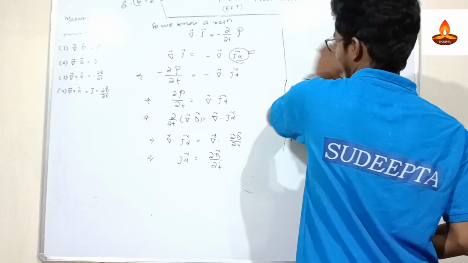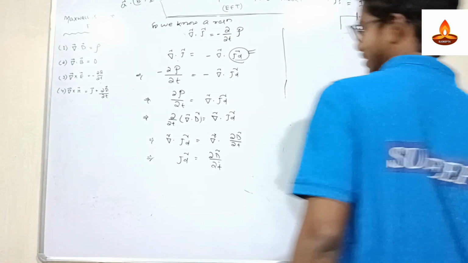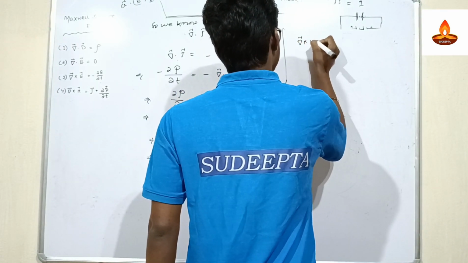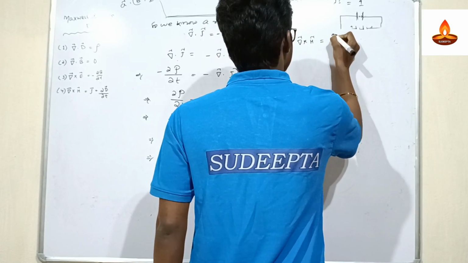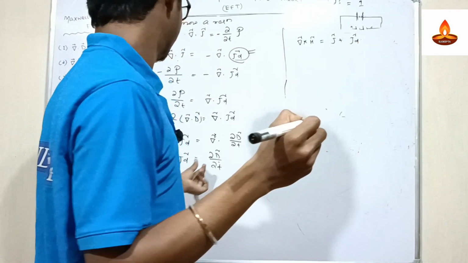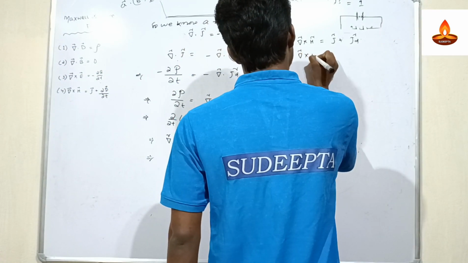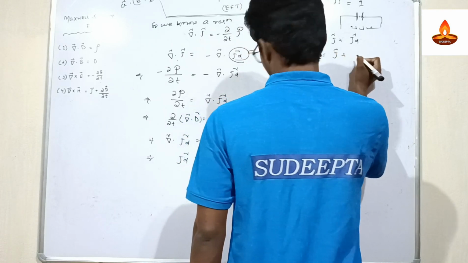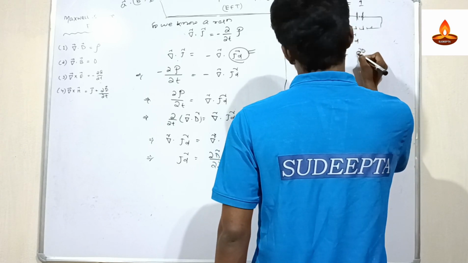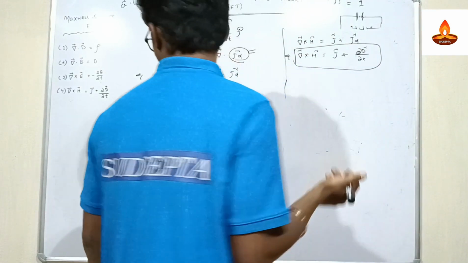Okay, so what will be the final value? The equation from the second one is curl of H is equal to J plus JD. The value we got from here is that JD is del D upon del t, which implies curl of H is equal to J plus del D upon del t. This we verified and we got it.